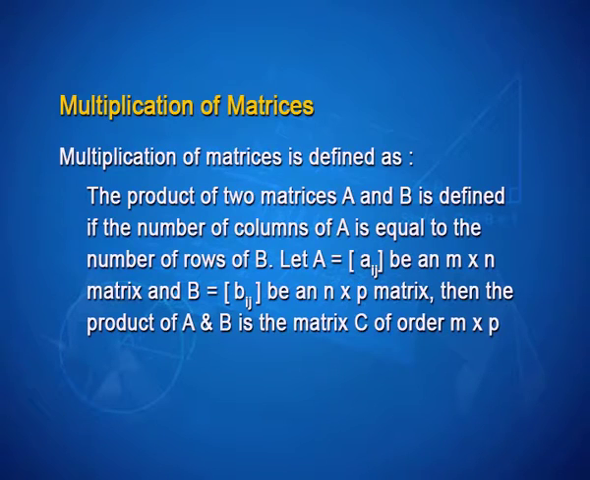Multiplication of matrices. The product of two matrices A and B is defined if the number of columns of A is equal to the number of rows of B. Let A be a matrix of order m by n and B be a matrix of order n by p, then the product of A and B is the matrix C of order m by p. To understand the operation of multiplication, let us see one example.